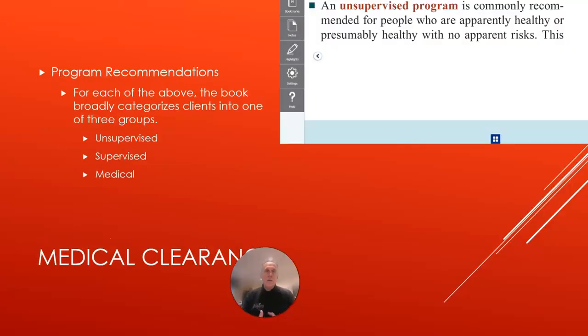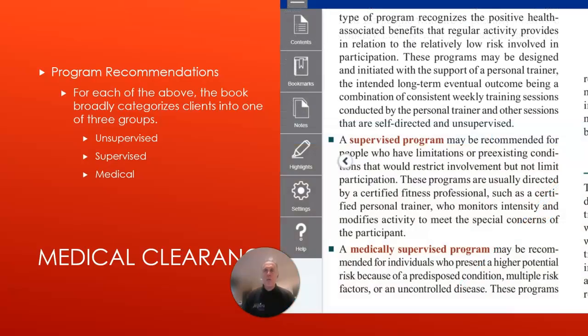Just makes sense. With the different types of programs, they list unsupervised, supervised, and medical in the book. So unsupervised is just like it sounds. People come in, they're apparently healthy, they really don't have any risk factors, no contraindications. This type of program recognizes that there's a positive association with working out and regular activity. And so to a certain degree, it's like low barrier or low risk medication. Exercise is medication after all, if you think about it.